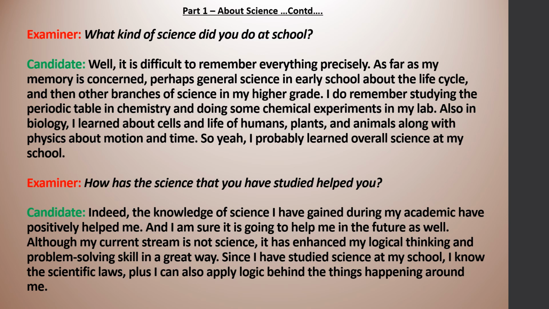What kind of science did you do at school? Well, it is difficult to remember everything precisely. As far as my memory is concerned, perhaps general science in early school, about the life cycle and the other branches of science in my higher grade. I do remember studying the periodic table in chemistry and doing some chemical experiments in my lab. Also in biology, I learned about cells and life of humans, plants, and animals, along with physics about motion and time. So yeah, I probably learned overall science at my school.